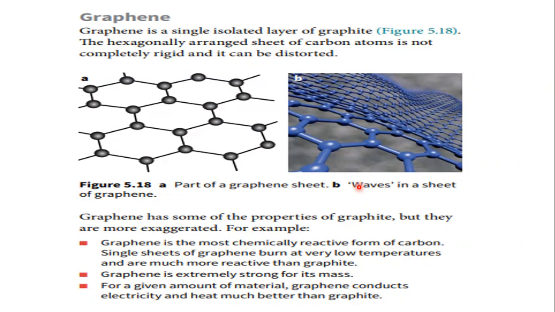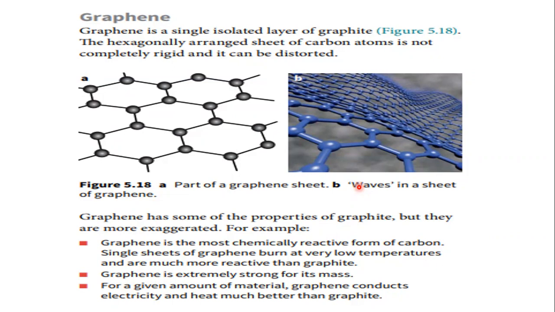Graphene is not rigid. It has got flexibility simply because it's not arranged in layers. You have just one single layer, so it's a bit flexible. It's not completely rigid. And what other properties of graphene are there?